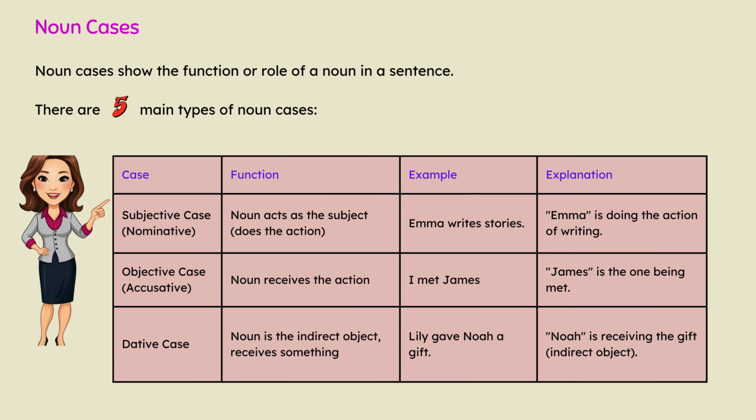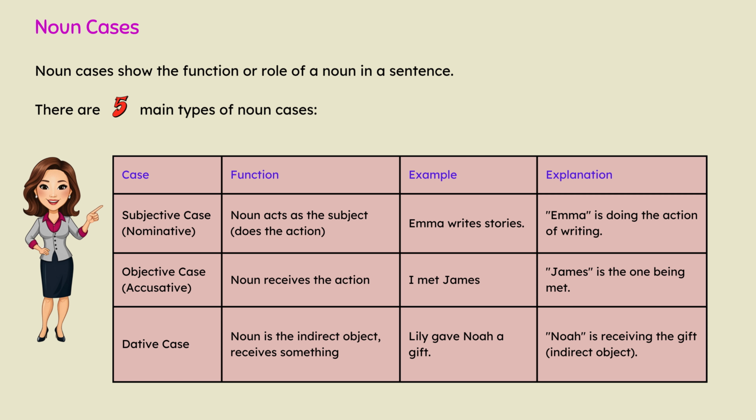Let's learn about noun cases in English. A noun case shows the function or job of a noun in a sentence. There are 5 main cases you should know. 1. Subjective case. This is when the noun is the subject, the one doing the action. For example, Emma writes stories. Here, Emma is the subject doing the action. 2. Objective case. This is when the noun receives the action. It's the object. For example, I met James. James is the one being met.